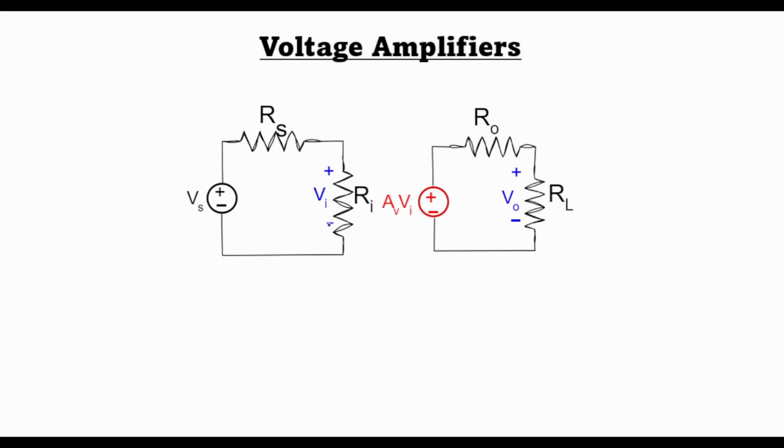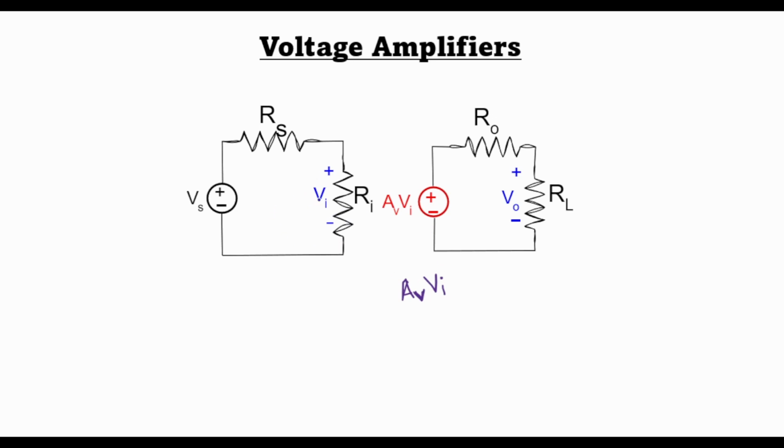In the previous lecture we saw voltage amplifiers, and there we saw that voltage amplifiers can be represented in the form of a Thevenin's equivalent on the input side as well as on the output side. The amplifier gain is given as AV times VI, where VI is the drop across the input resistance.